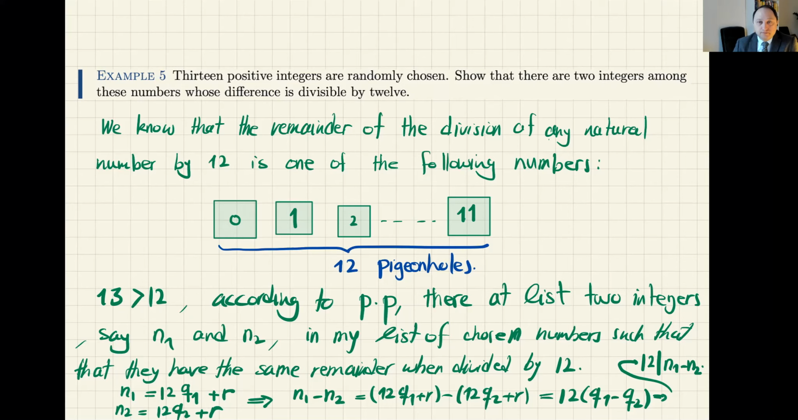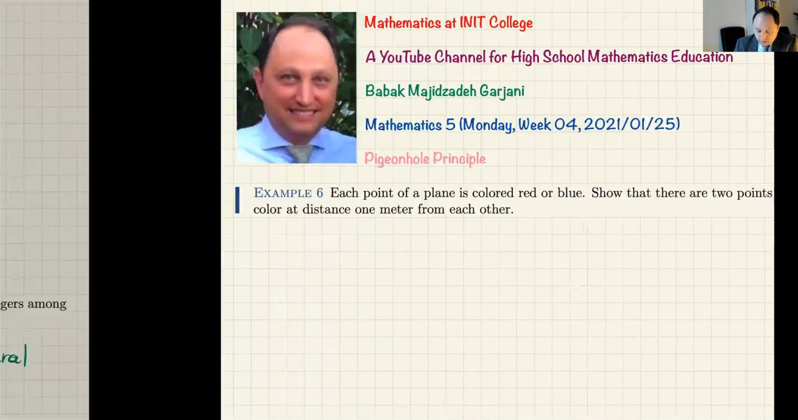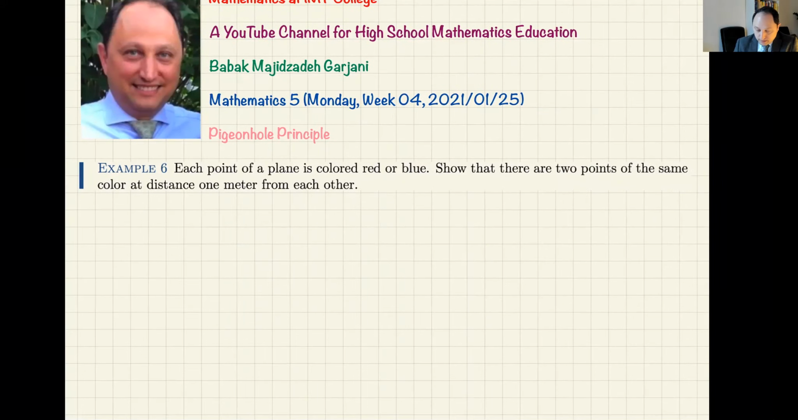Okay, so let us go to the next problem. I also can think a little bit about the way that you have actually wanted to argue. So example number 6. This is also interesting. Each point of a plane is colored red or blue randomly. Okay, so you have a plane.